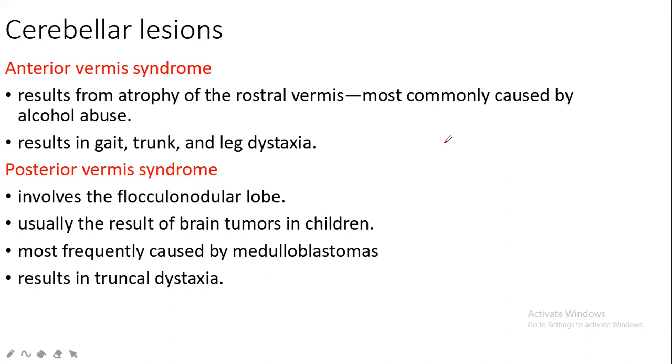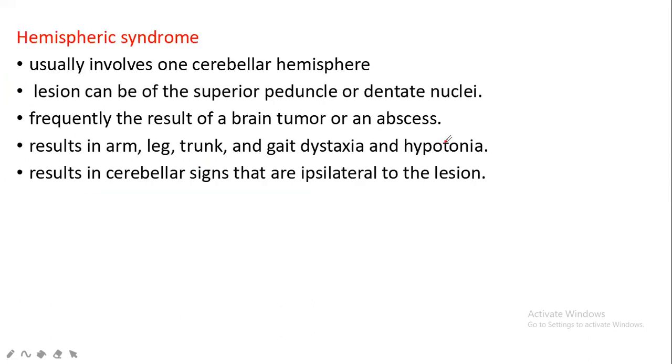Then we have the posterior vermal syndrome. This involves the flocculonodular lobe. Usually the result is because of tumors, actually in children, brain tumors. And frequently it's caused by what we call the medulloblastomas. And then it also results in truncal ataxia. So this little child can't sit even with their back. There is no balance actually, or even raise their head to the midline. Right? So they can't also support their head.